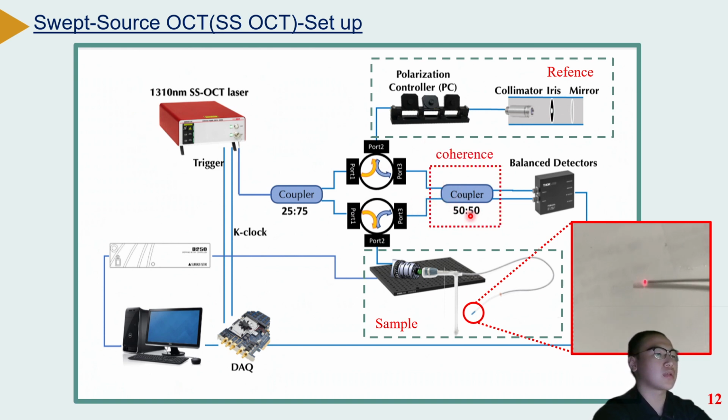The coupler creates coherence, and the coherence sends a light signal into the balanced detectors, so that the balanced detectors send the electric signals to the DAQ card and then to the computer. The computer then shows the image.